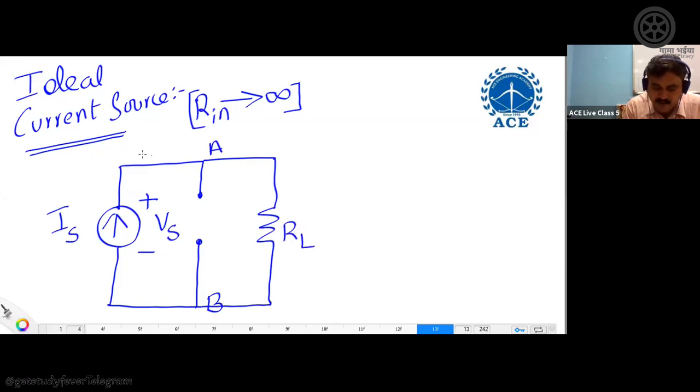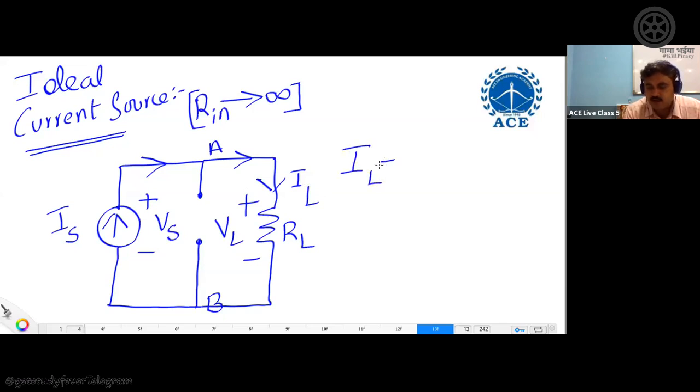Now what will happen to this current Is? When the current Is comes to this point, there is an open circuit path here. On an open circuit, you cannot see any current. The same current will come here and flow across RL. When current flows through a resistor, it is passive plus minus; let the value of voltage be VL. Let the current flowing on this load resistor be IL for understanding purpose. So what is the relation between IL and Is? Definitely the value of the current flowing on the load is the value of the current delivered by the source.